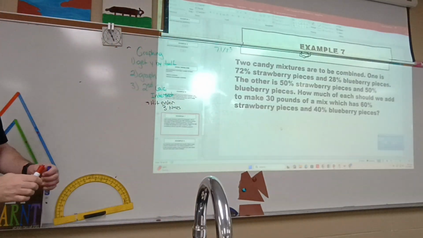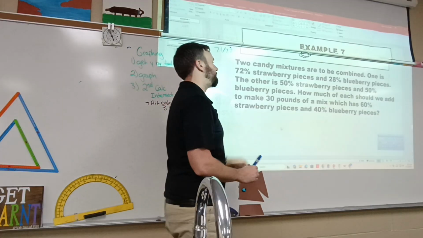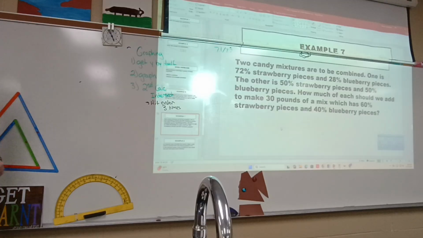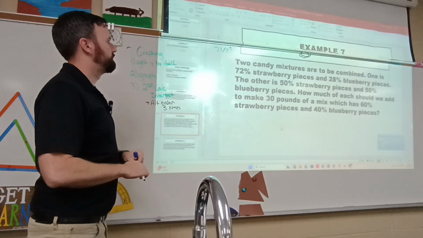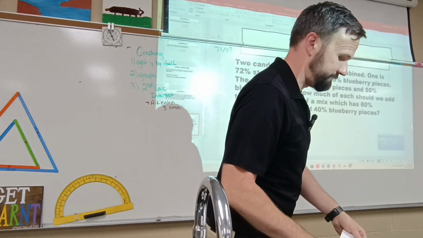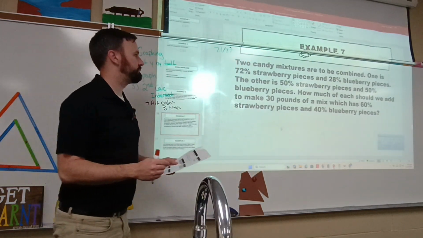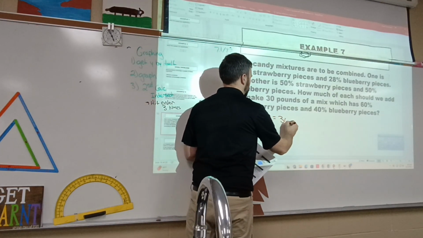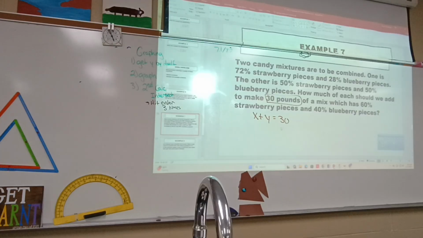All right, you're mixing candy together. One's strawberry and one's blueberry, and the other's strawberry and the other's blueberry. You need to make 30 pounds of candy with 60% strawberry and 40% blueberry. All right. How are we gonna do this beast? How many total pounds are we gonna make? 30, right? So what's my first equation? X plus y equals 30. If you can at least get that, that'll give you 1 out of 3 points on the test for this one. That's the total equation.